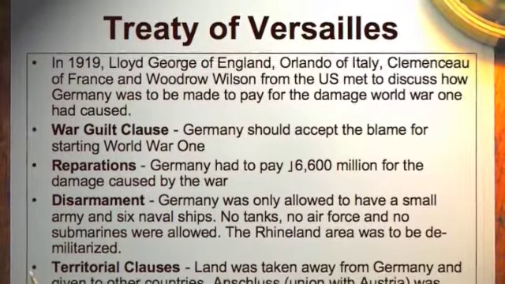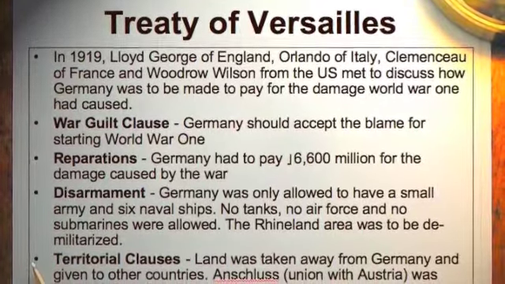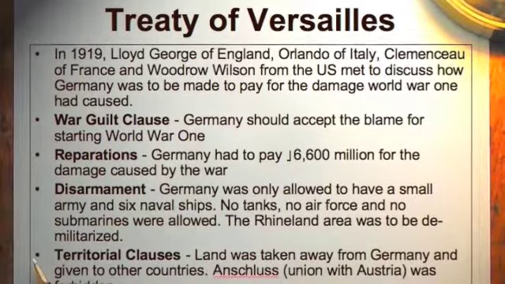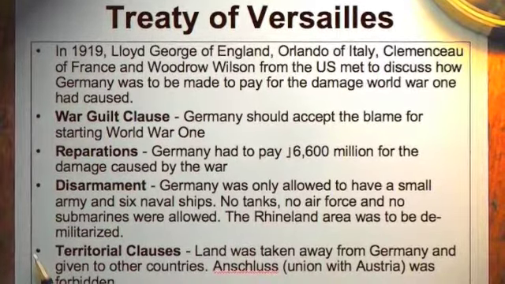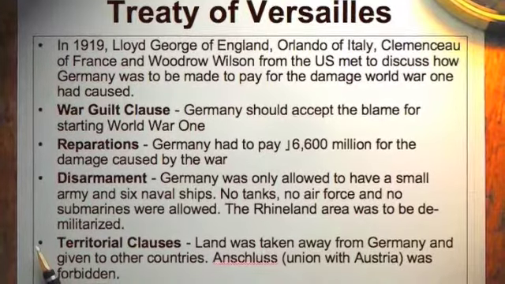Germany also had to pay $6,000 million for reparations caused by the war. The Germans also had to disarm their army and give back land that was taken from other countries. Anschluss, union with Austria, was forbidden.